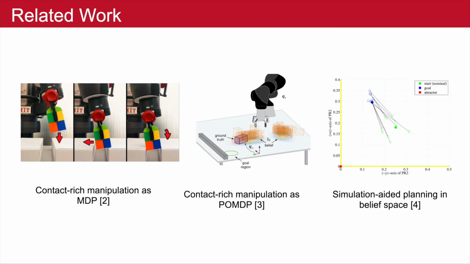Contact-rich manipulation has been approached in a variety of ways. One, here on the left, frames the problem as a Markov decision process, considering uncertainty in the robot's action, but not in the robot's environment. Two, center, frames the problem as a partially observable Markov decision process, using a particle filter to represent environmental uncertainty. Both of these approaches also utilize impedance-based control and physics-based simulation, but neither use graph-based search.